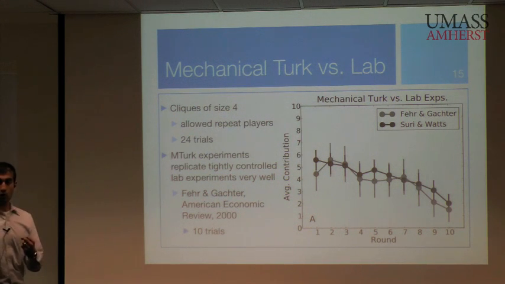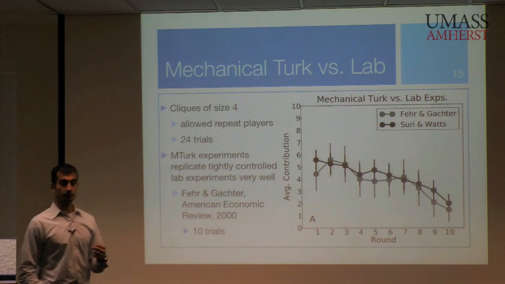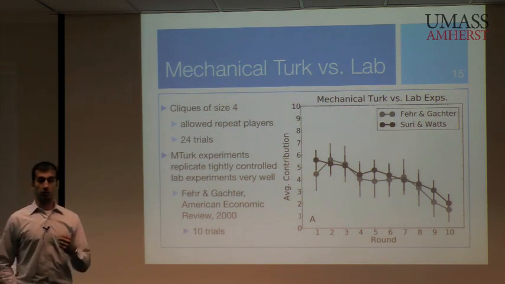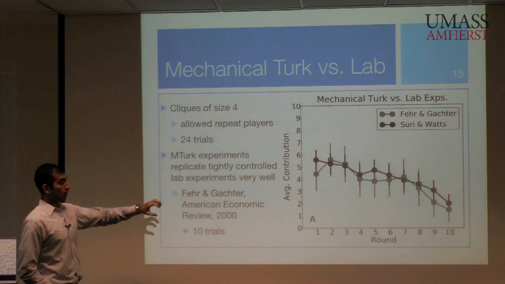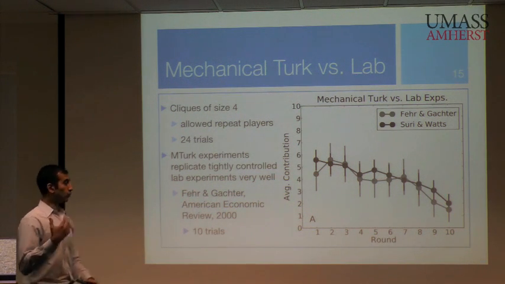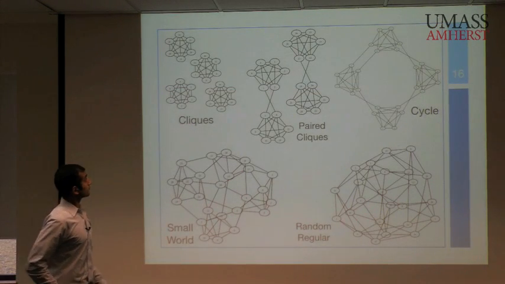So that gave us hope that whatever we find on Mechanical Turk will be replicable in the lab. This was kind of a calibration test. Is our instrument well calibrated? The answer is yes. But we wanted to study networks. Fair and Gachter did cliques of four players playing with each other, and that's not what we were interested in. We were interested in networks. So these are the networks we used.